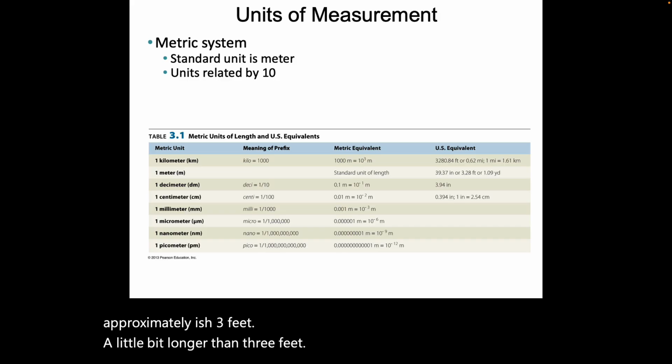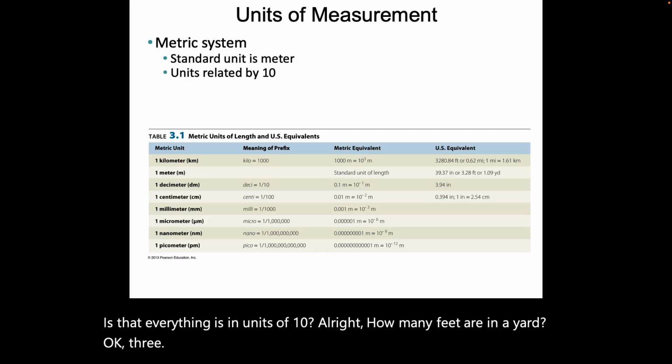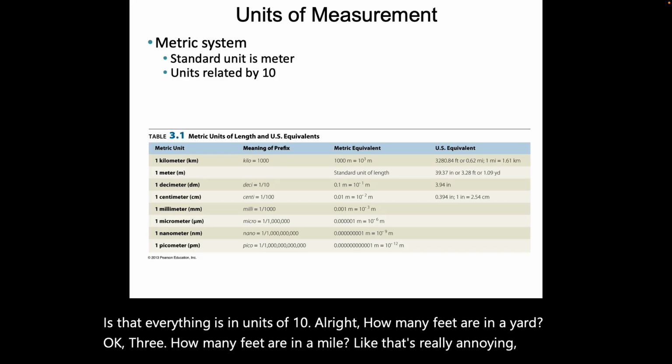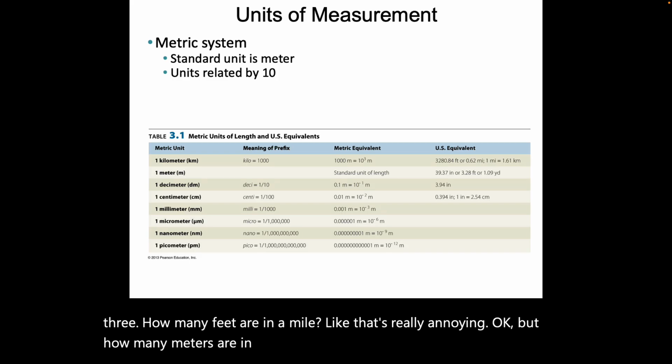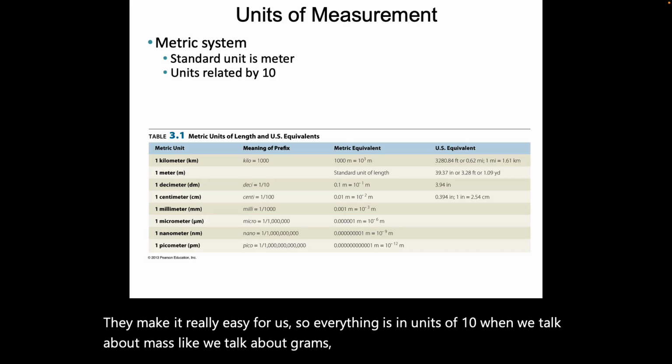The nice thing about the metric system is that everything is in units of 10. All right, how many feet are in a yard? Okay, 3. How many feet are in a mile? Like, that's really annoying. Okay, but how many meters are in a kilometer? Well, 1,000. They make it really easy for us. So everything is in units of 10. When we talk about mass, like grams, kilograms, right? It's all that same system.